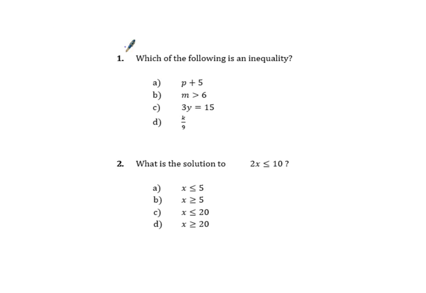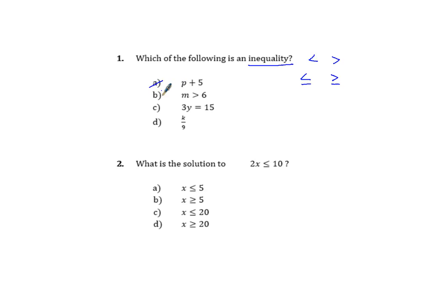Alright, now that we've kind of reviewed the graphing a little bit, let's just go through the rest of the study guide. So if you go back to page 1 and look at number 1, it says, which of the following is an inequality? And remember, we define inequalities as having a less than sign, a greater than sign, less than or equal to, or greater than or equal to. So get rid of this p plus 5. There's none of those signs in there. B, that's going to work.